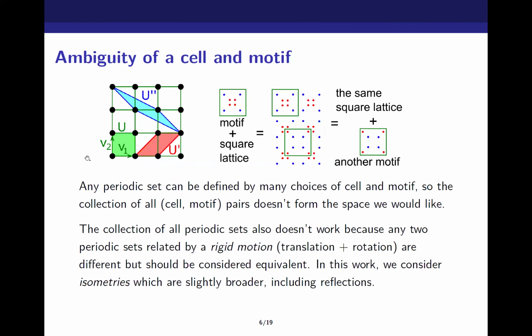And the way that we define these periodic point sets, or give them, is via a cell and a motif. But unfortunately, it's quite ambiguous. And we want to do this continuous classification. We've got to take into account the fact that many different choices of cell and motif can give rise to the exact same periodic set.